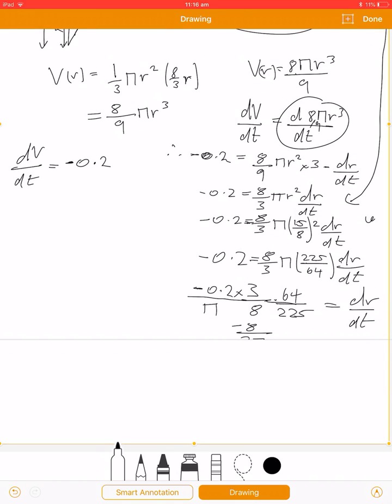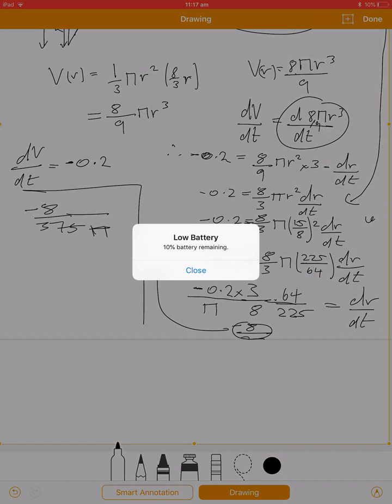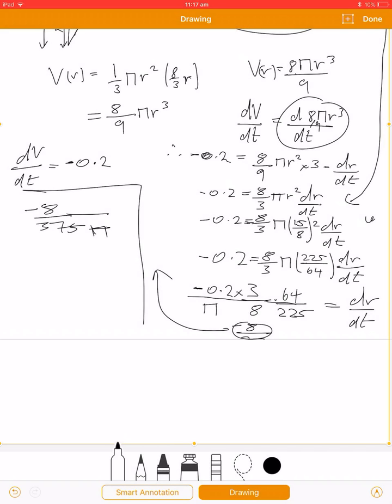Sorry, my page has run out again. Just drawing that up over here. That'll simplify down to minus 8 over 375 pi. In all honesty, I wouldn't put that in a calculator. I just leave it as an exact number. So minus 8 over 375 pi meters per minute.